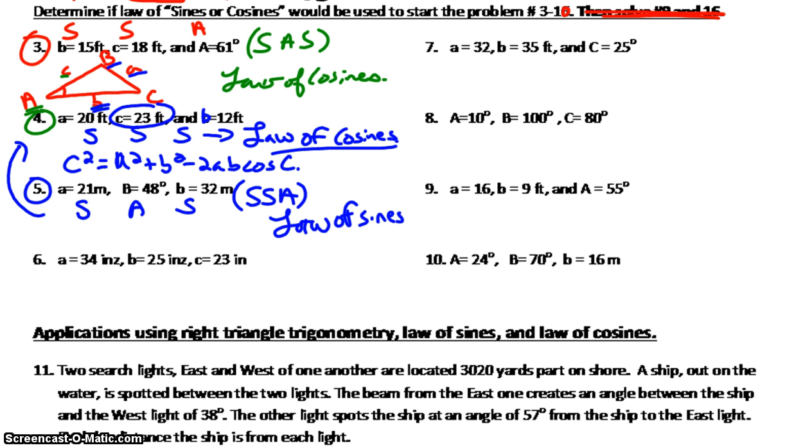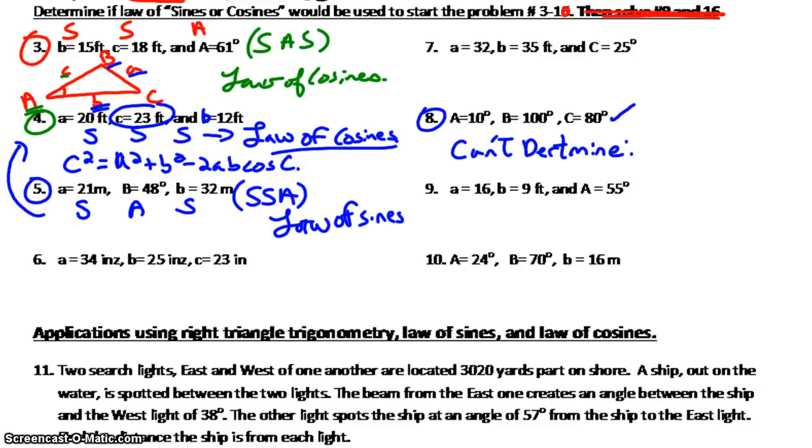The last one, before I have you do the rest of them, is I'd like to look at number 8. And in number 8, you'll notice that we're given 3 angles. And I'm going to simply write can't determine. Now, why is it that I can't determine the side lengths?